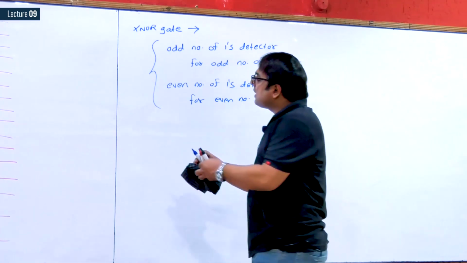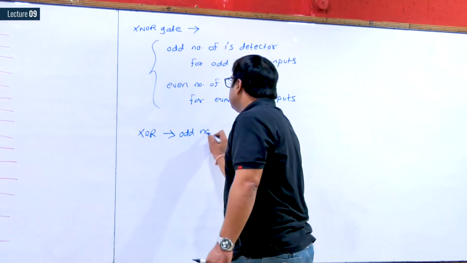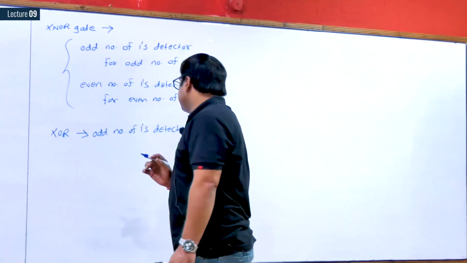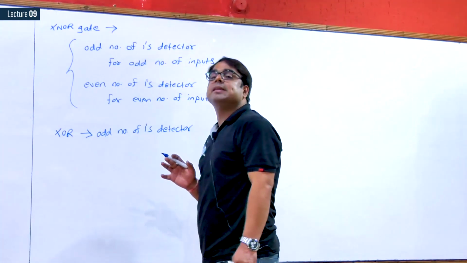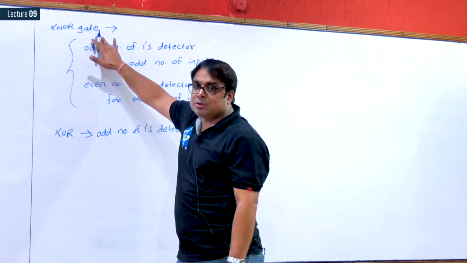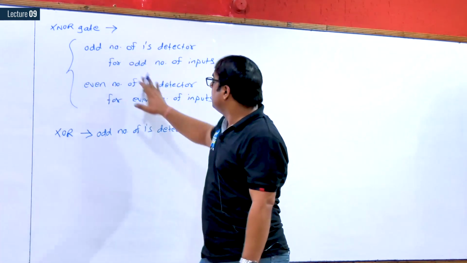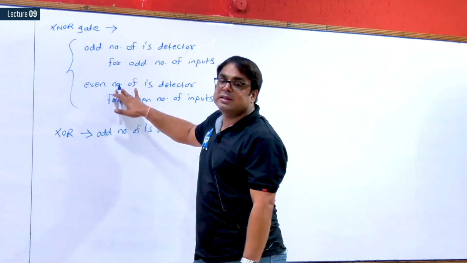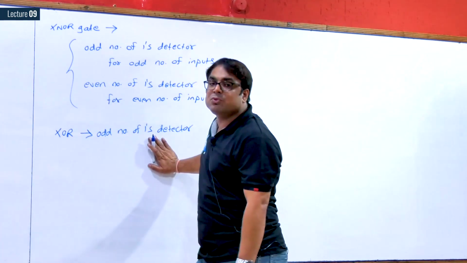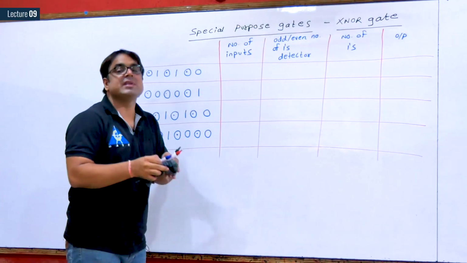Okay, and what about XOR gate? XOR gate is always odd number of ones detector, but XNOR gate is conditional. It depends on the number of inputs, and that is also easy to remember. Odd number of inputs, it is odd number of ones detector. Even number of inputs, it is even number of ones detector, but XOR gate was always odd number of ones detector.